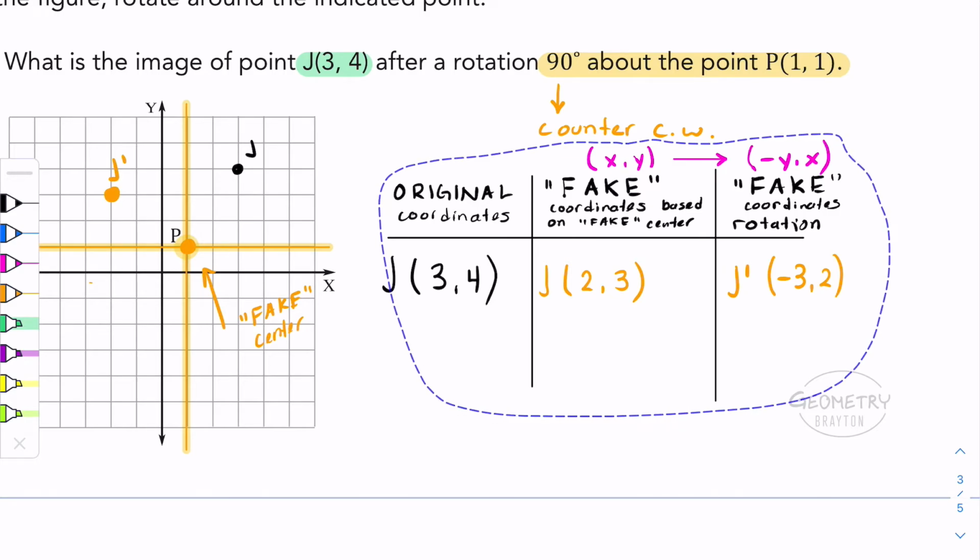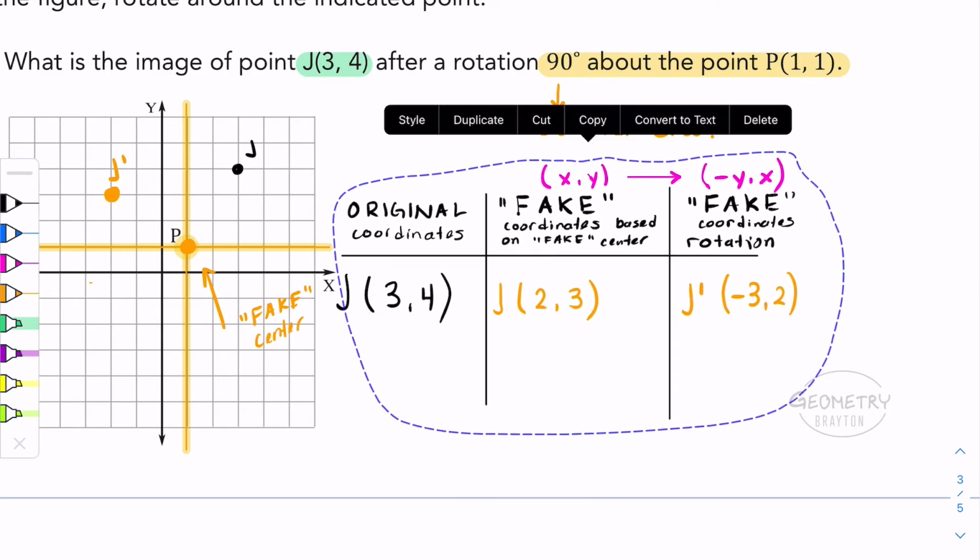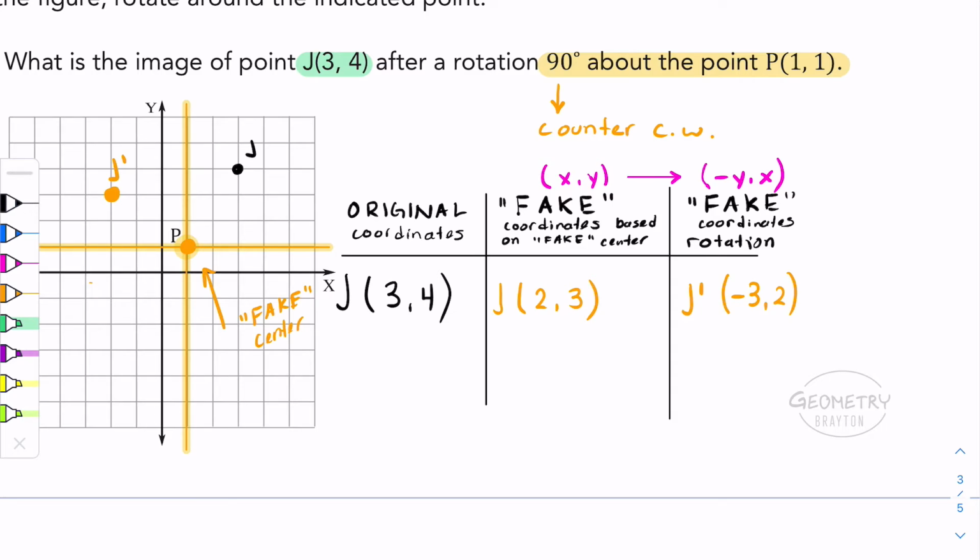Now for the last column in my table, sorry, just making more room here. I'm going to label the last column as the final, and then they're going to be the final real coordinates.